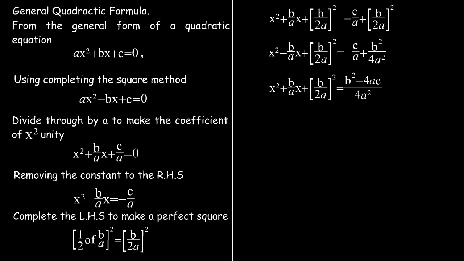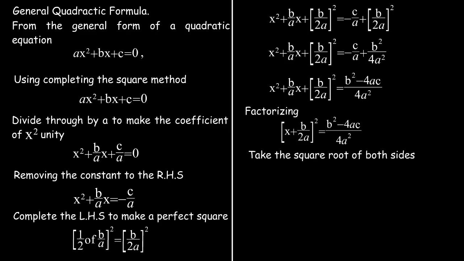Now at this junction we are going to be factorizing the left hand side. Factorizing, we know that it's going to become x plus b over 2a in bracket squared, which should now equal b squared minus 4ac divided by 4a squared. At this point we will find the square root of both sides. Finding the square root of both sides, it becomes x plus b over 2a equals plus or minus the square root of b squared minus 4ac divided by 4a squared.